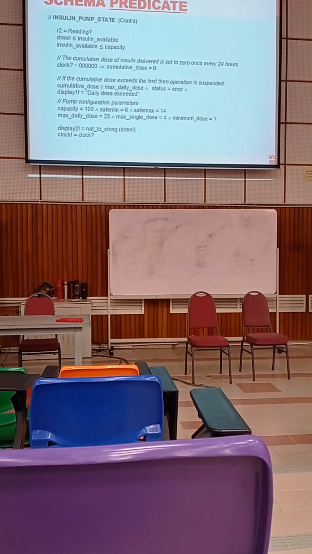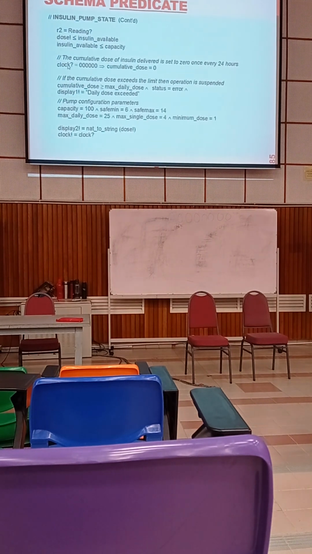Okay, so now schema, predicate. Just now we did the state schema, right? Now the predicate. The dose must be less than the insulin available. So the dose that you are giving to the patient must always be less than the available insulin. Then the insulin available must always be less than the capacity.